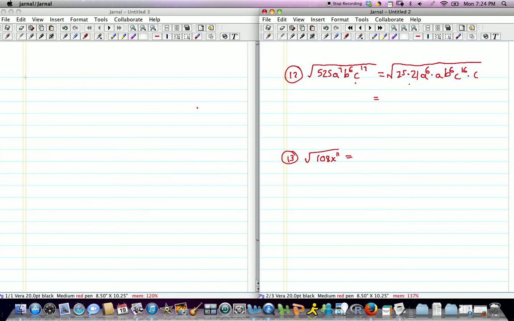So now I'm going to break this down. I take the square root of 25 and I get 5. I take the square root of a to the 6th and I get a to the 3rd. I take the square root of b to the 6th and I get b to the 3rd. Take the square root of c to the 16th, I get c to the 8th. The stuff that's left that I didn't touch, like the 21, this a, and this c, stay underneath of my square root, and I'm finished.